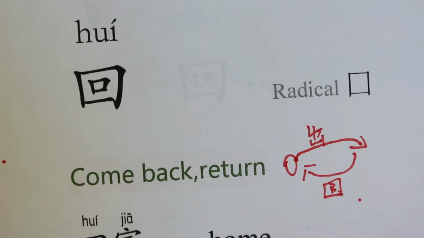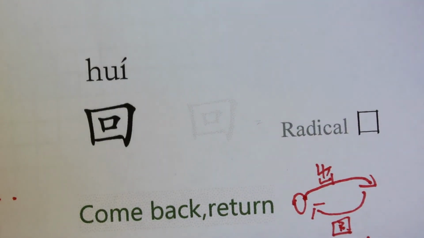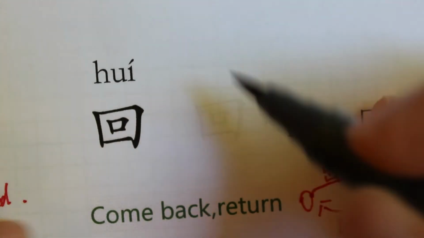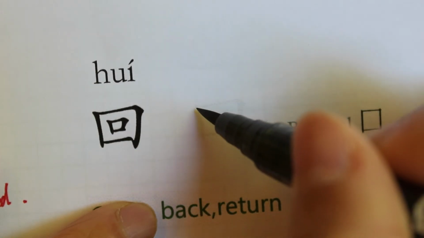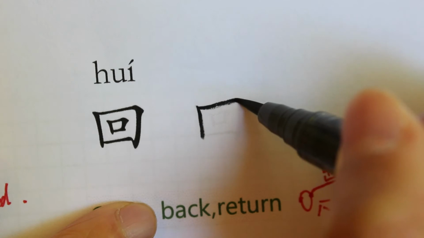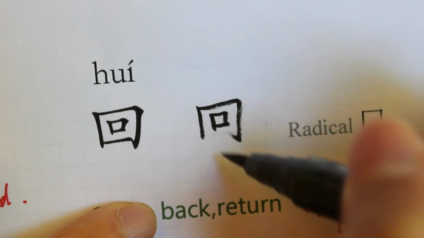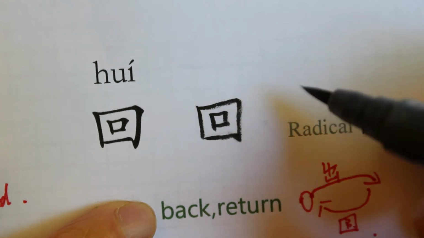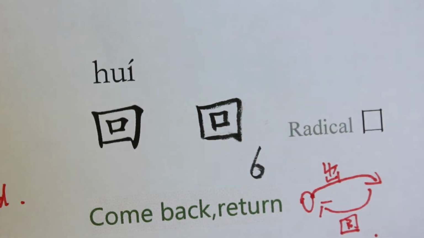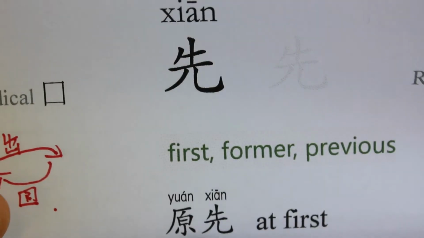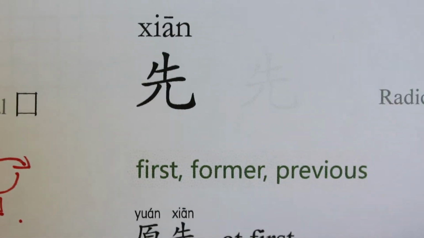Now let's write 回 together. It's just 2 mouths. 1, 2, 3, 4, 5, 6. So 回 has 6 strokes. 有6画. The next one. The next character is 先.